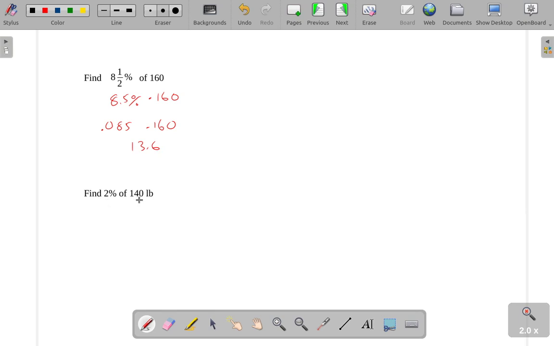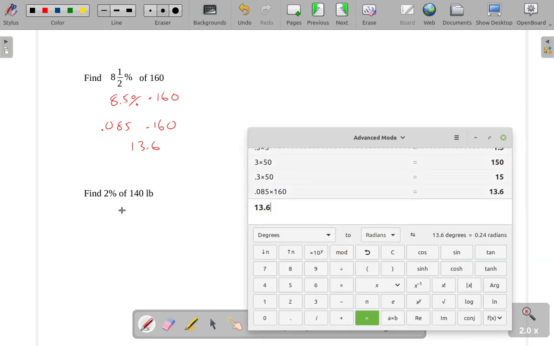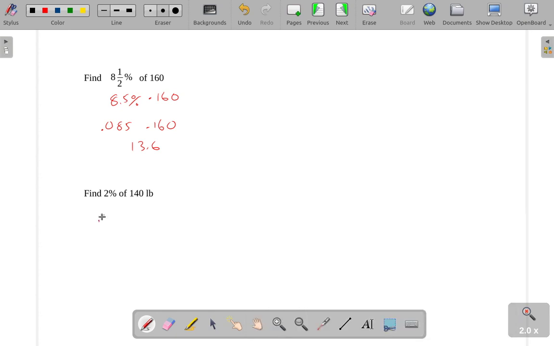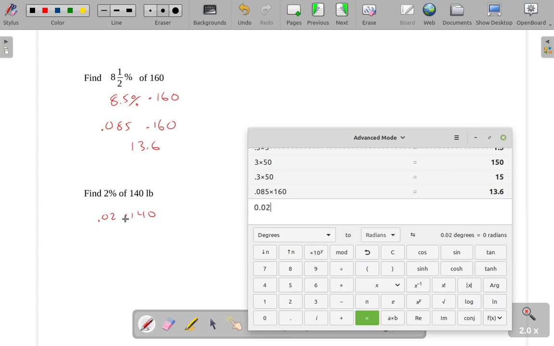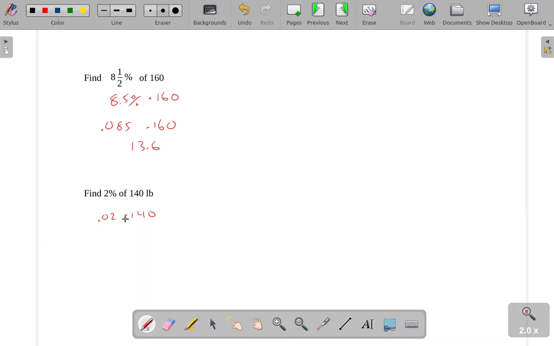Find 2% of 140. Well, this is actually closer to 1%, and 1% of it would be 1/100th of this number, so that would be 1.4 pounds. So I could actually kind of figure out, it needs to be double 1%, or just doing 0.02 times 140. 2% is 0.02. Of means times. I'll just type that into the calculator. 0.02 times 140 gives me 2.8, which is double the 1.4 that I was saying was 1/100th of the 140 pounds, or 1%.